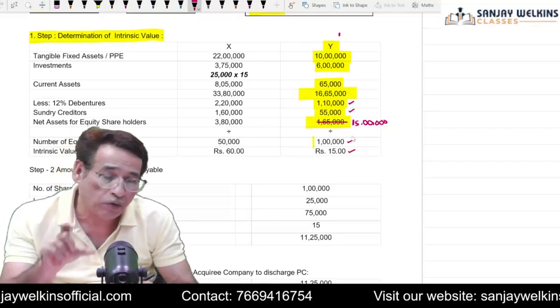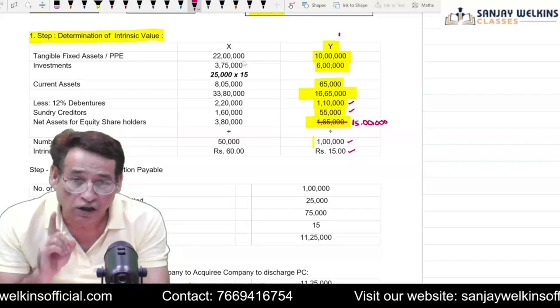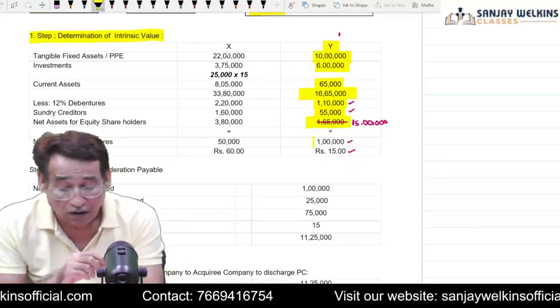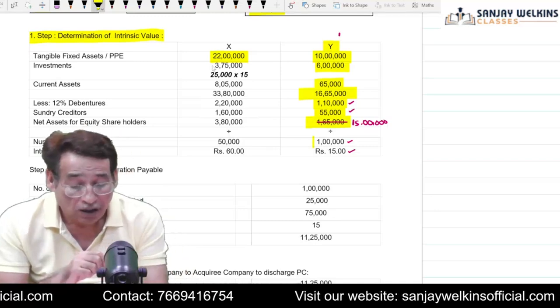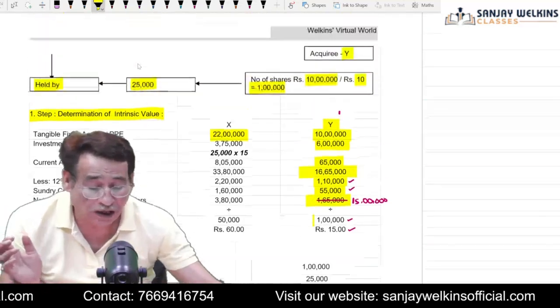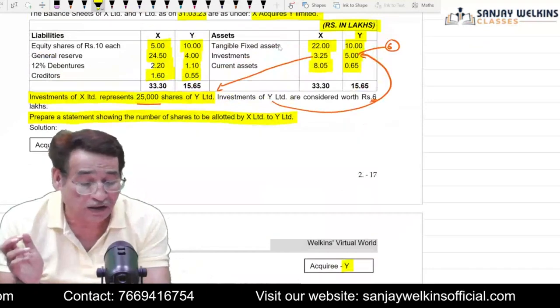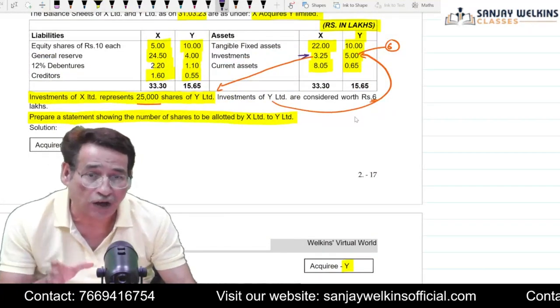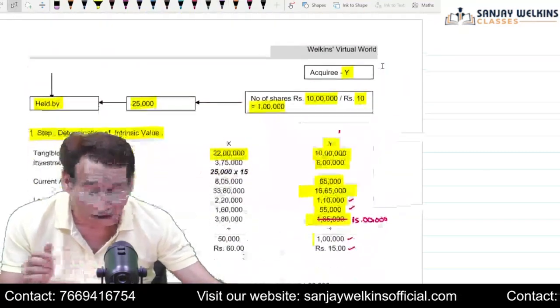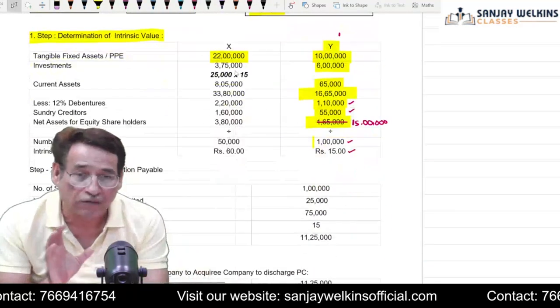Now I will compute the intrinsic value of X Limited. Here you have to be very cautious. First of all, you will write the tangible fixed asset 22 lakh. Now, actually the value of investment of X Limited is given to us as 3,25,000. This value is already given to us, but I cannot write here 3,25,000.